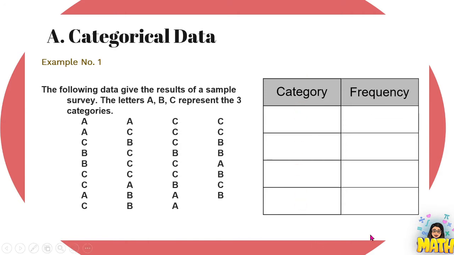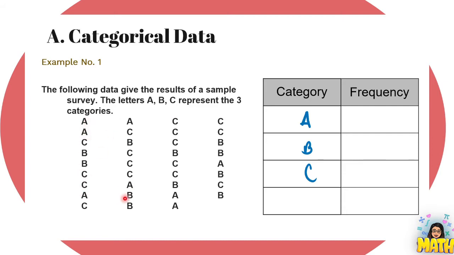For the category column, we have A, B, and C. Next is for the frequency. Frequency refers to the number of occurrences. So, ilang beses nag-appear yung letter A in our sample, or ilan nga ba yung tao na pumili ng category na to. So, we simply just need to count that.